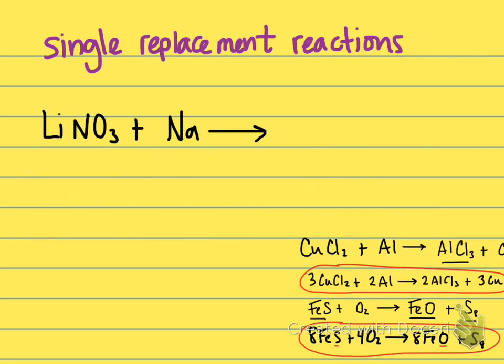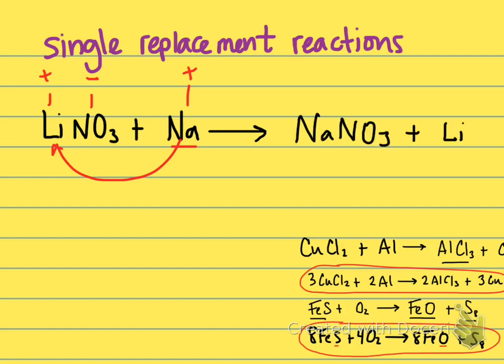Okay, our last single replacement reaction is lithium nitrate meets sodium. Again, we want to figure out what sodium can possibly replace. What do we know about lithium? Well, it's a group 1 metal, and it forms a cation. What do we know about nitrate? Ooh, it's a polyatomic ion, but it's a polyatomic anion. What is sodium? It's a group 1 metal that forms a +1 ion. Sodium could replace lithium. Let's write the products.